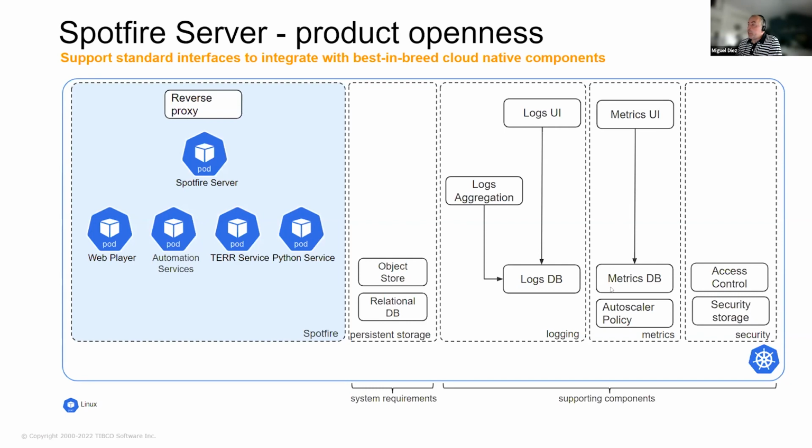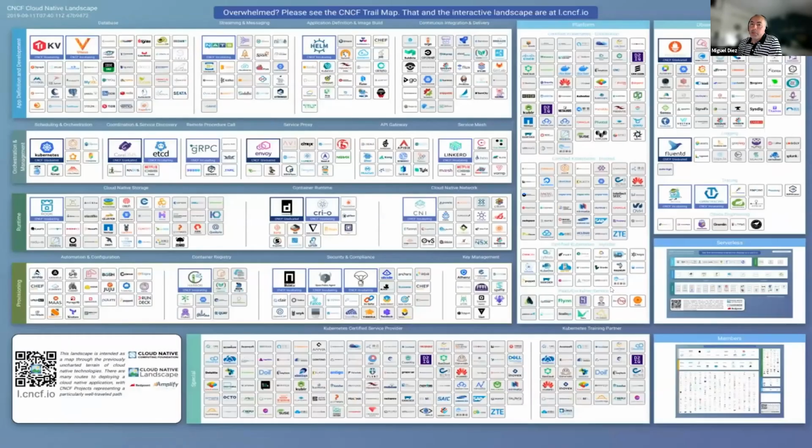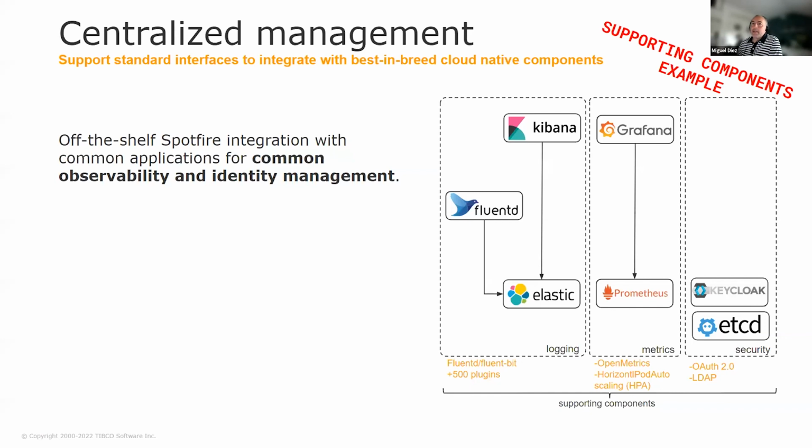For the supporting components, there is a huge menu out there where you can choose from. Here we are looking at the Cloud Native Computing Foundation landscape, but don't be afraid, it's much simpler than that. Because, as an example today, the most common applications for supporting components are these ones. Maybe it's not your case, but who cares? Tomorrow, those can be others. Our focus is not to support each and every one, but to support the standard interfaces, right? For interoperability with these applications.